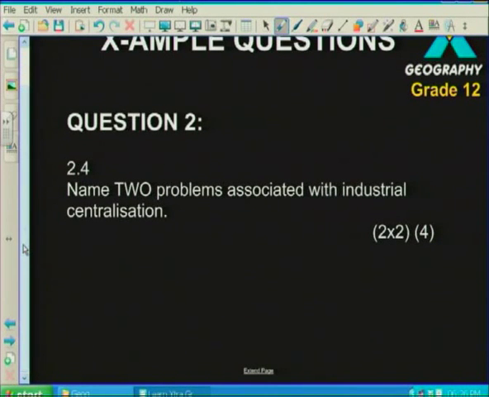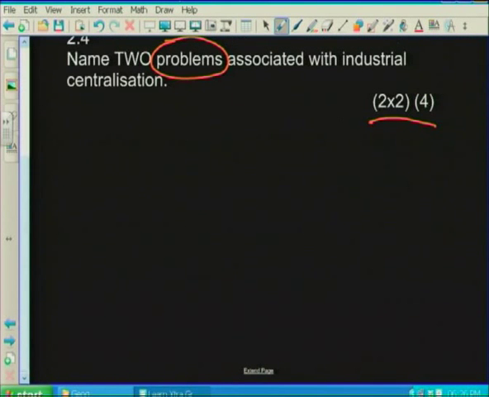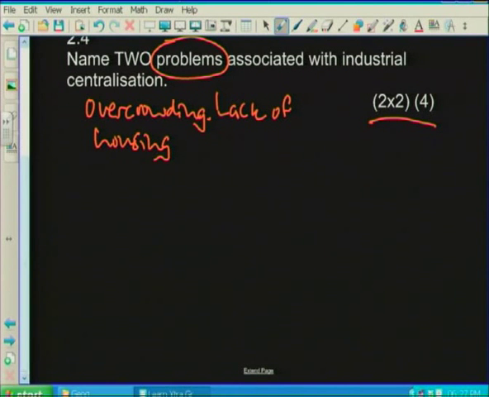Question 2.4, name the 2 problems associated, right? What are the negative things associated with industrial centralization? Remember, again, 2 ideas here for 4 marks. So there we're saying things like overcrowding. Remember, industrial centralization caused overcrowding of industries, too many people. That leads to a lack of housing, or the fact that people have to now go and live in informal settlements because there's not enough houses built, etc. That leads to other problems, things like unemployment, children not going to school, all of those sorts of things. So you can say 2 ideas here for 2 marks each.